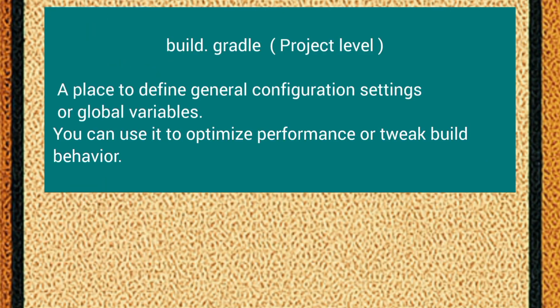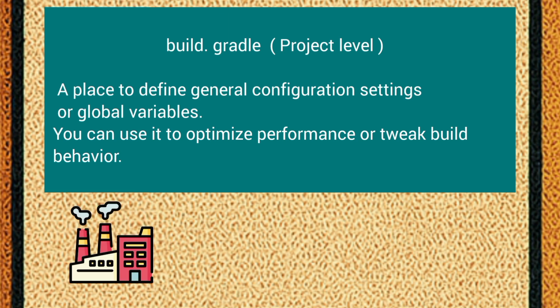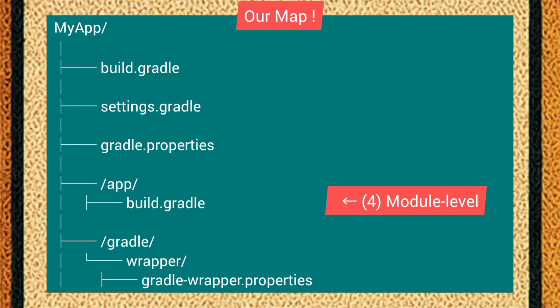Gradle.properties: a place to define general configuration settings or global variables. You can use it to optimize performance or tweak build behavior. In our factory analogy, it's like the environment settings: temperature, speed.